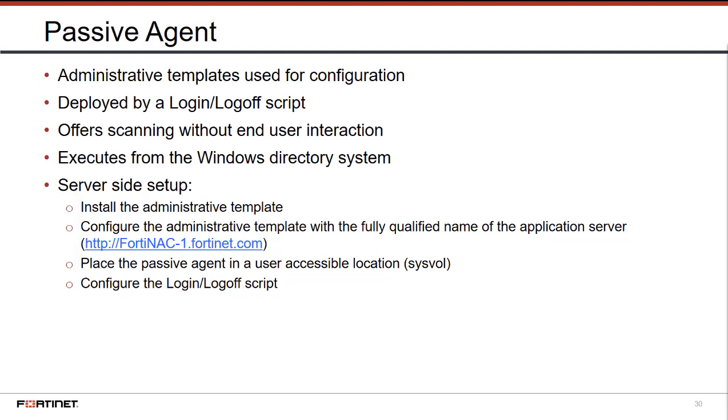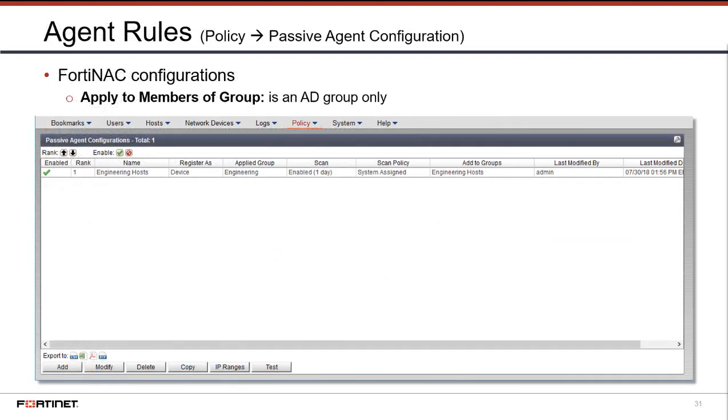Okay, so these are the settings that would be set up on the Active Directory. For example, you'd install the administrative template, configure the template with the fully qualified domain name of the Fortinet. Then you would put the agent executable out in a user accessible location, and then you would build your login script to automatically execute that agent when the user logs in. That's step one.